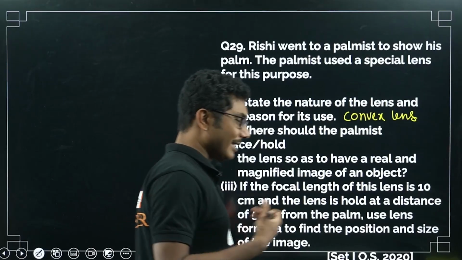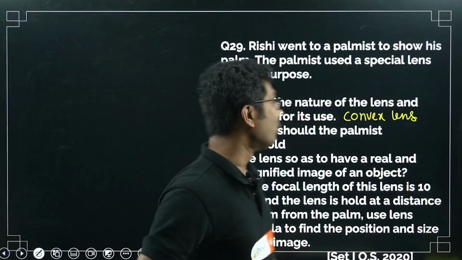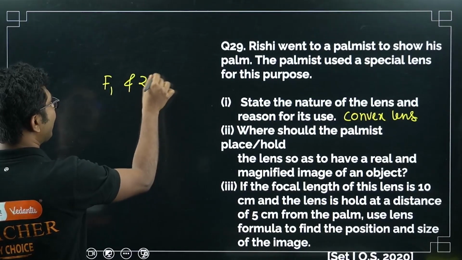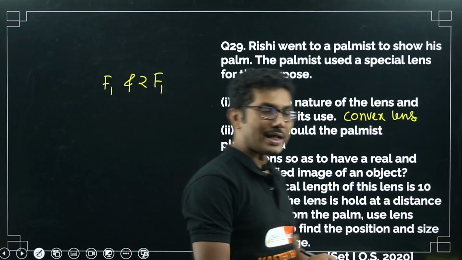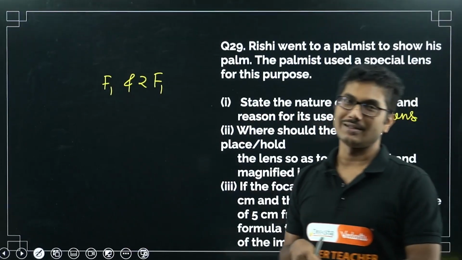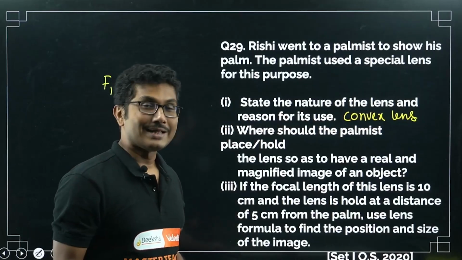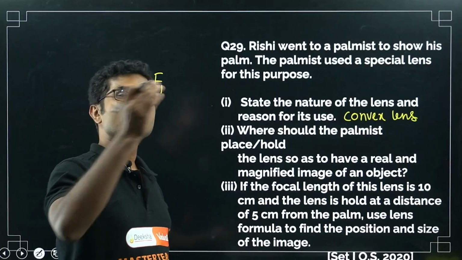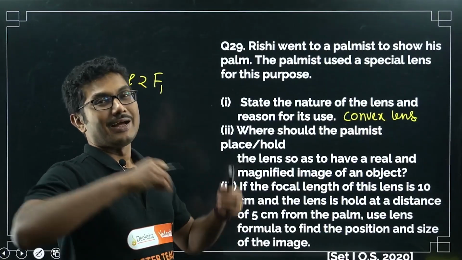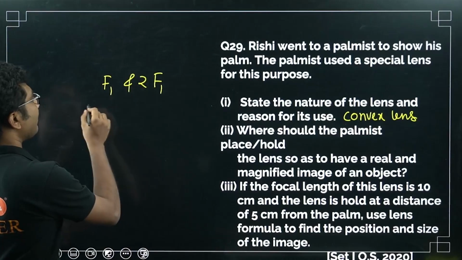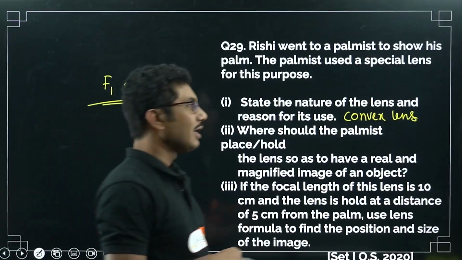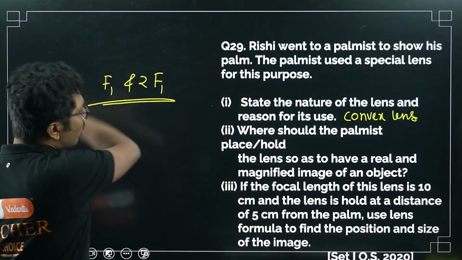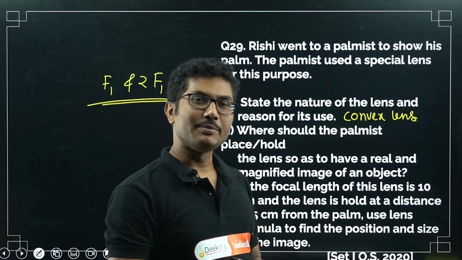So to get a real magnified image, the palmist should hold it between f and 2f. So between the focal length and twice the focal length, the palmist should place the lens to obtain a real image. Okay, we know that a real image is formed when the object distance is more than f, but a magnified real image is formed when the object is between f and 2f. If it is less than f, then it is magnified, but it is a virtual image. If it is more than 2f, then it's not magnified, it's a diminished image.